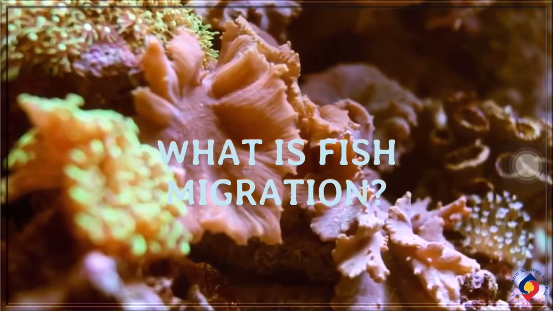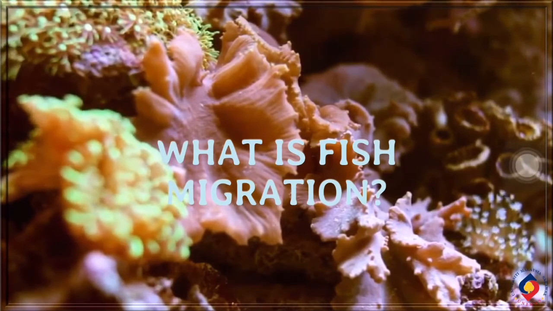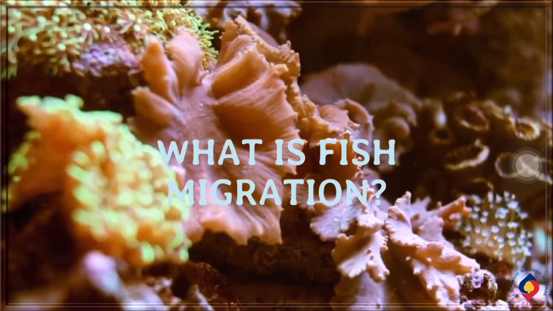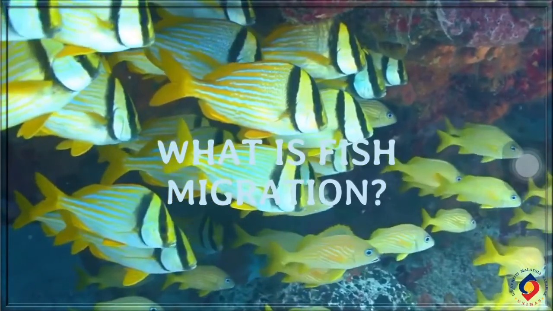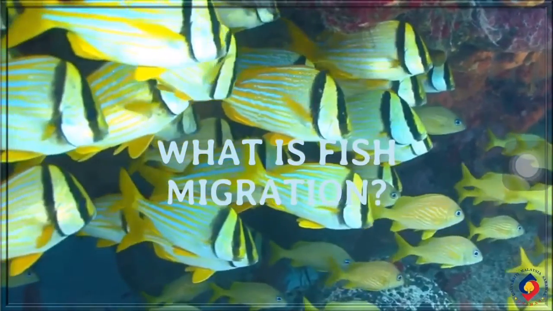As a result, many fishes have evolved a life history that includes coordinated movement from one habitat to another. Directed movement of part or all of a population between discrete habitats is called migration.